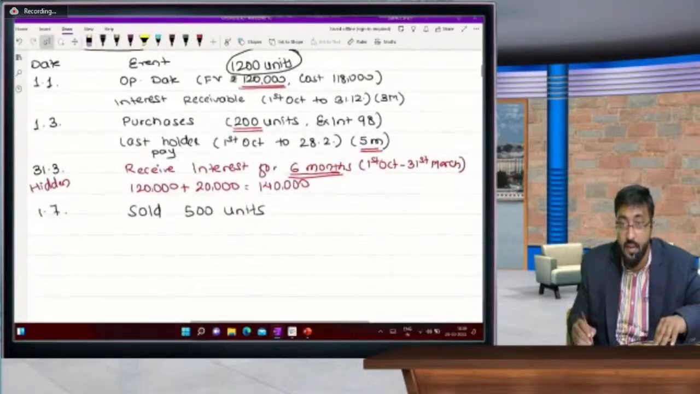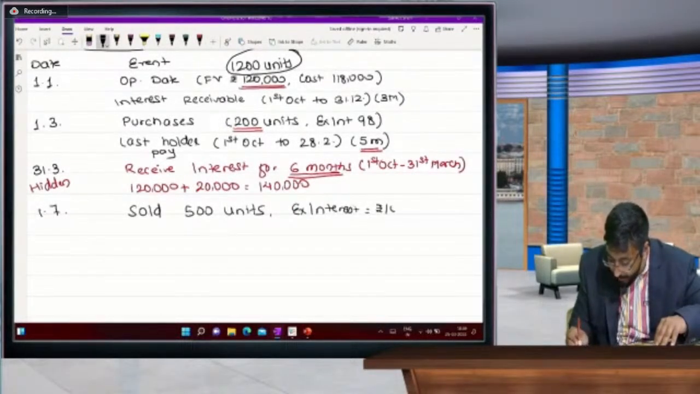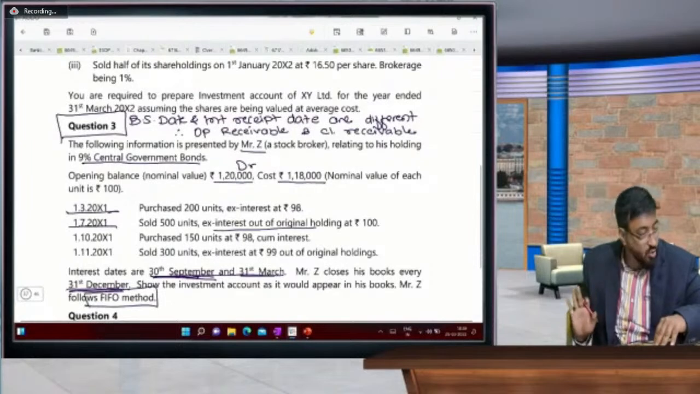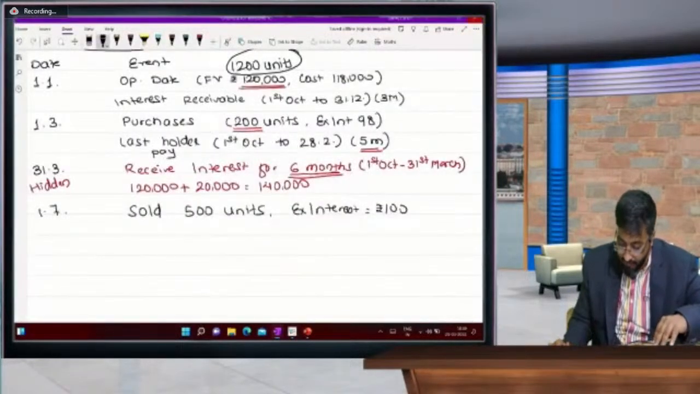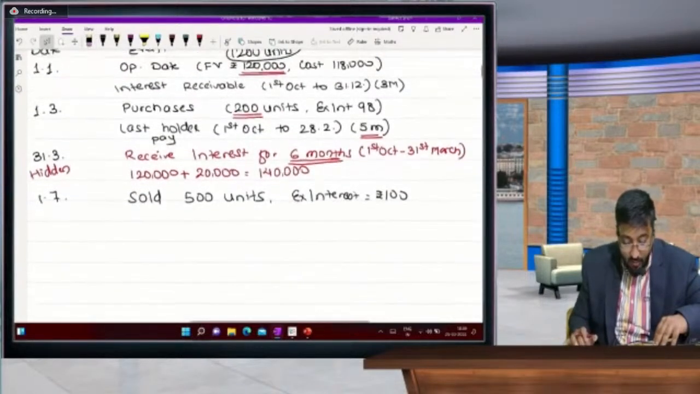What is the price? Ex-interest, rupees 100. The original holding is to confuse us. FIFO method. So they ask you for the FIFO method. Okay. So the method is given in the question. So sold 500 units ex-interest. When you sold it, beta.